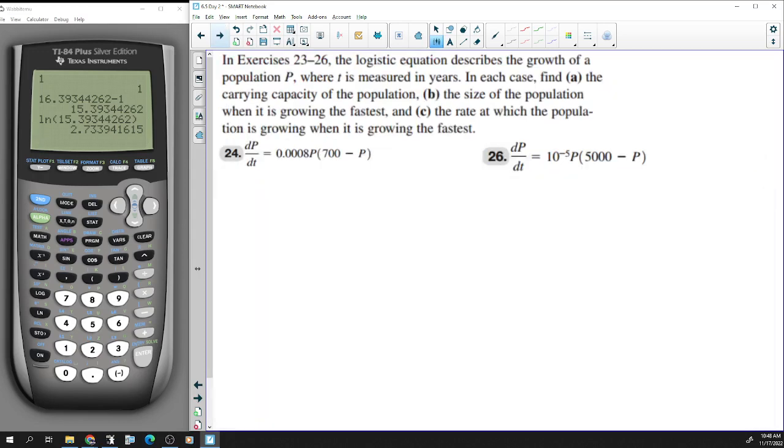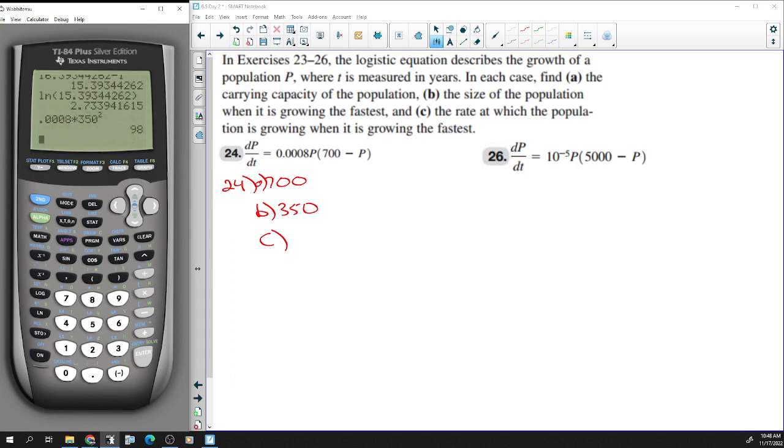The logistic equation describes the growth of a population P where t is measured in years. In each case, find A, the carrying capacity of the population. So that would be 700. B, the size of the population when it is growing the fastest: 350. And C, the rate at which the population is growing when it is growing the fastest. So that's going to be 0.0008 times 350 squared. So the rate at its fastest will be 98. That's when the population has reached half the carrying capacity.